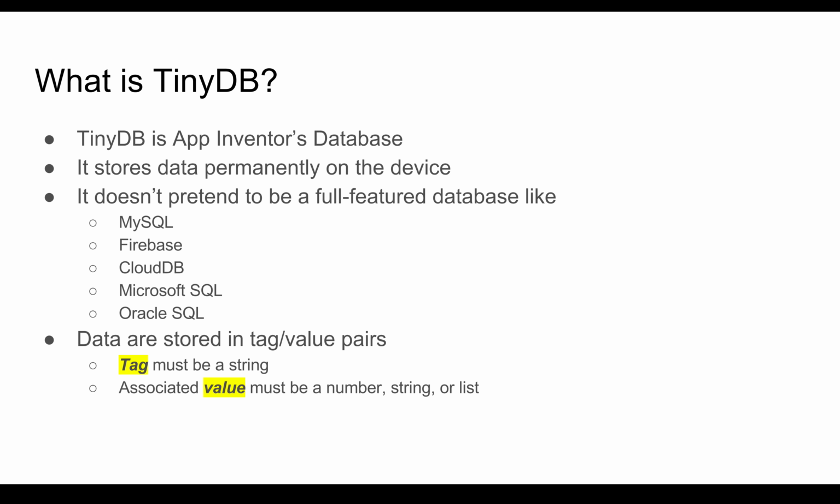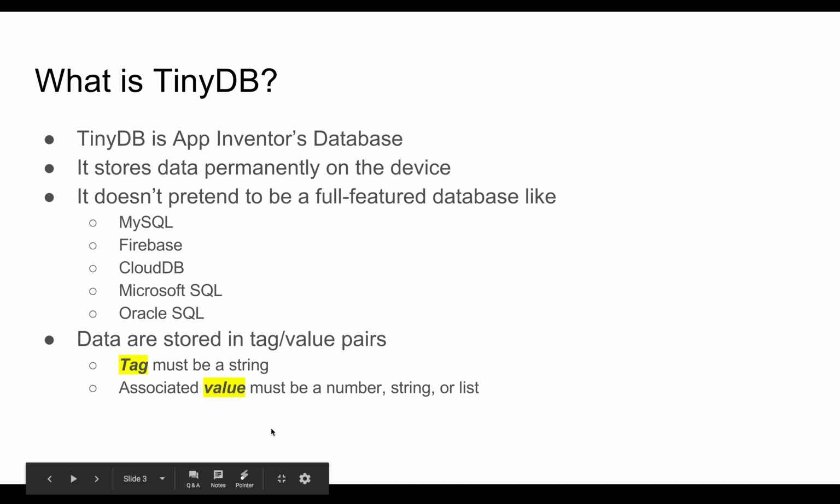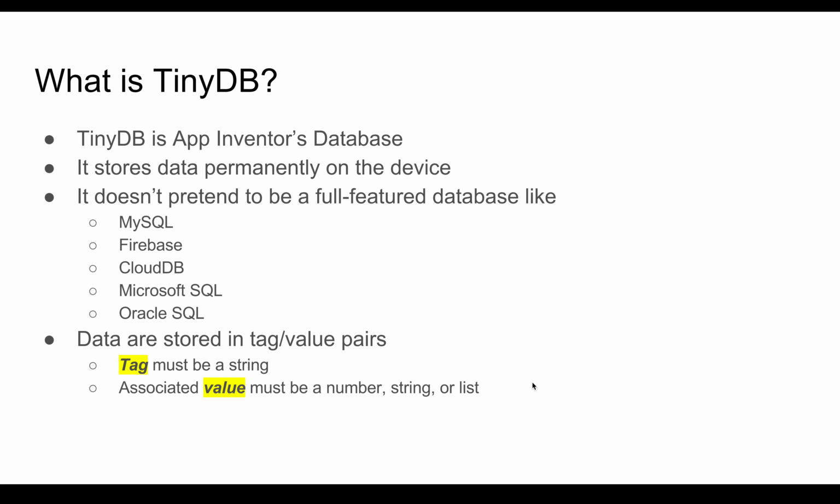The other thing I really want you to pay attention to is this line right down here, that data are stored in tag value pairs. What does that mean? Each item in the database has something called a tag, and that needs to be a text string. It's a line of text, and that tells you what type of data are in there. And then the value is the data itself. So the tag is what it's called. The value can be a number, string, or a list. So the tag is like a title. It's the type of data. And the value is the data itself.